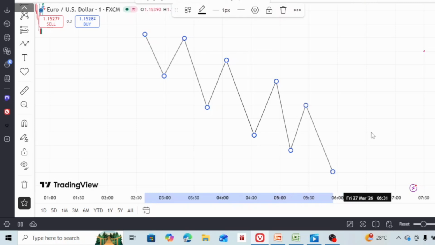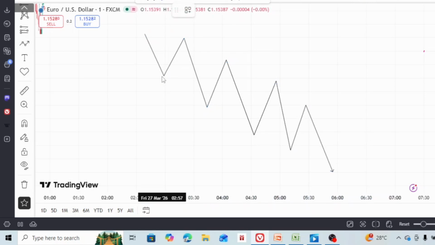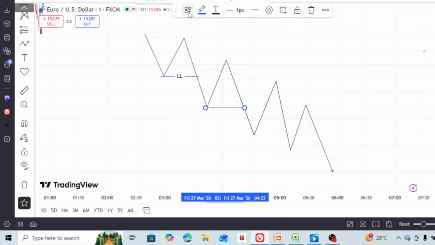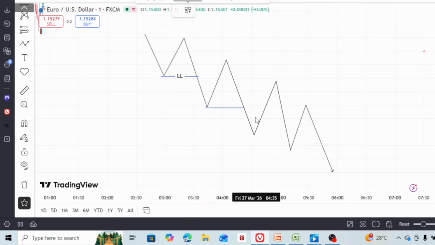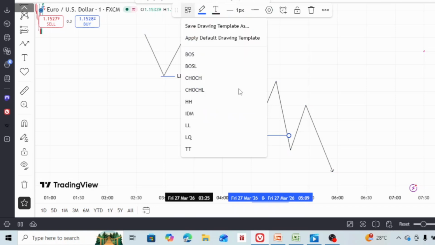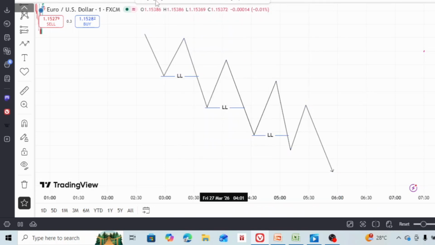So we have our lower low here. This will be the lower low, and this will be the lower low. There is our lower low.